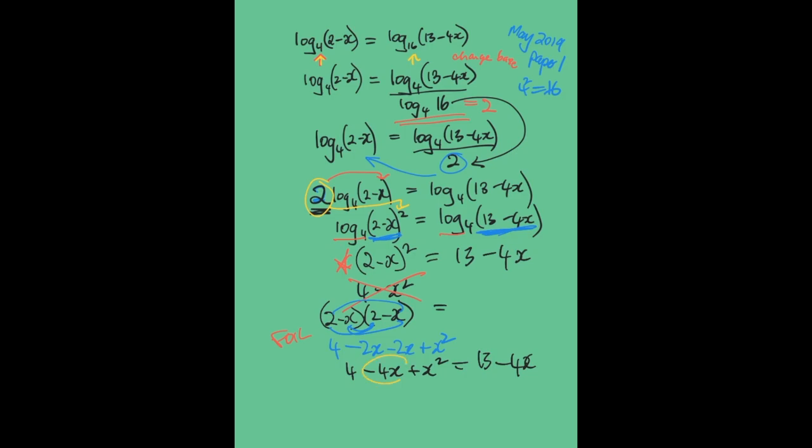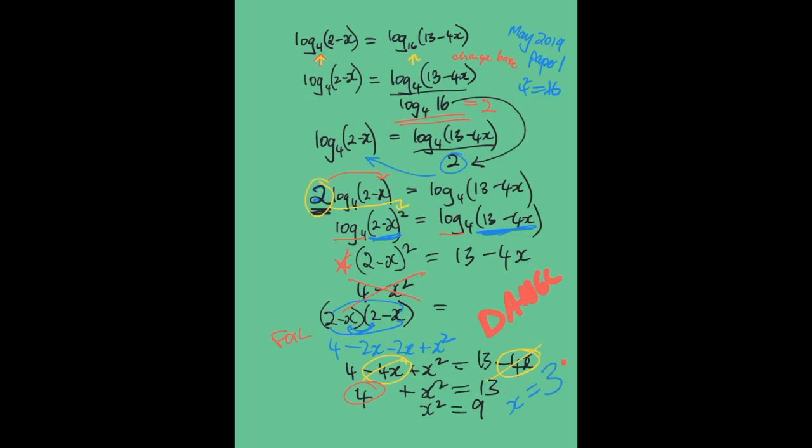Well, I've got minus 4x on both sides, so they cancel each other out. So I actually end with 4 plus x squared is equal to 13. So subtracting 4 from both sides, I end up with x squared is equal to 13 minus 4, which is 9. Yay, this looks really neat. This is telling me that x is equal to 3.